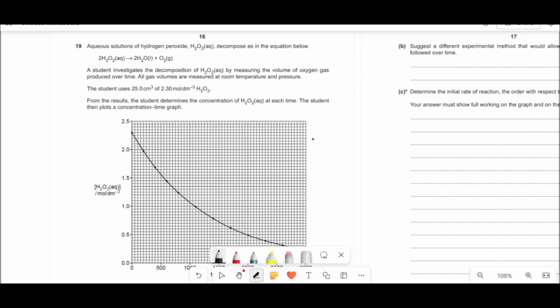Done. So aqueous solutions of hydrogen peroxide decompose in this equation. A student investigates the decomposition by measuring the volume of gas produced over time, and all of these are measured at room temperature and pressure. They use this much of this H2O2. From the results, the student determines the concentration at each time. The student plots a concentration-time graph.